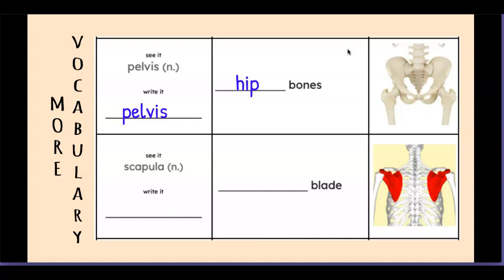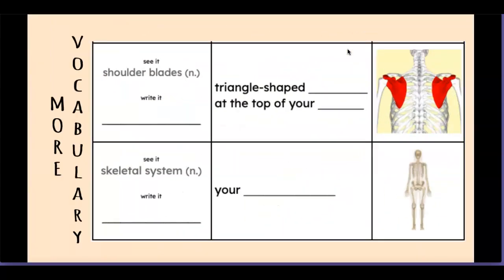Next is scapula. This is a noun. Those are your shoulder blades. Say it with me. Scapula. Scapula. Next we have shoulder blades. This is a noun. Write it on the line. Triangle-shaped bones at the top of your back. Maybe it is in the right order.